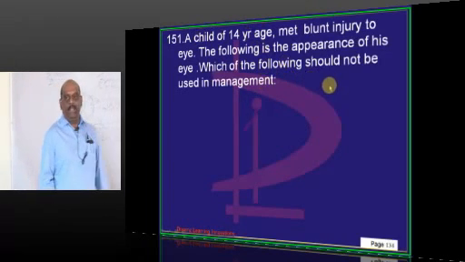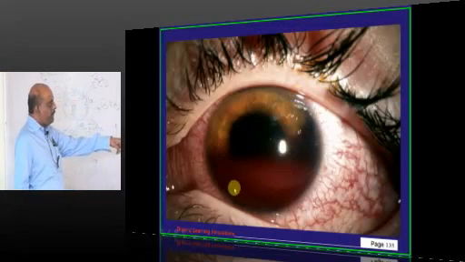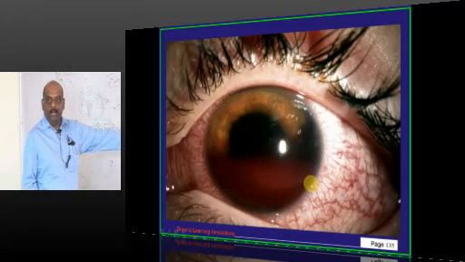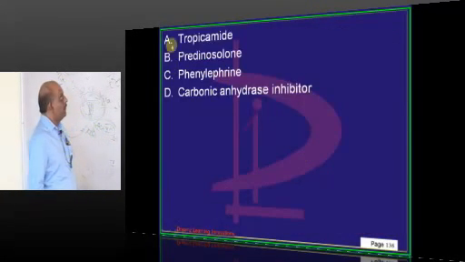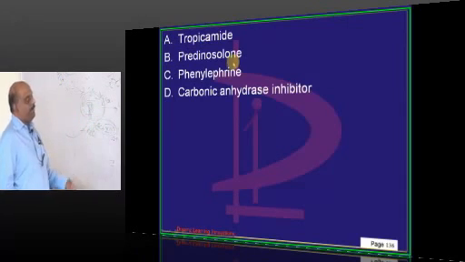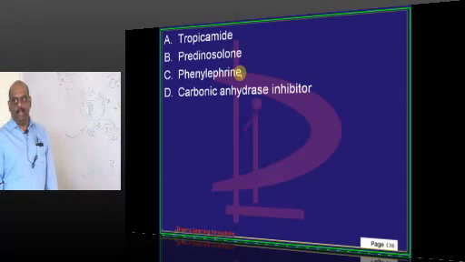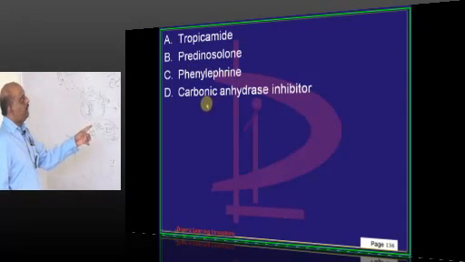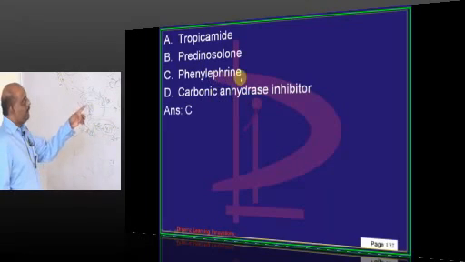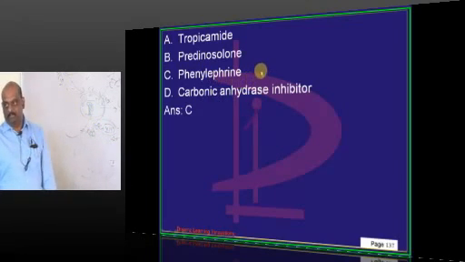A child of 14 years met a blunt injury, and what did he develop? Hyphema, blood in the anterior chamber. So for that you will use tropicamide, a mydriatic, prednisolone, carbonic anhydrase inhibitors, but not phenylephrine.